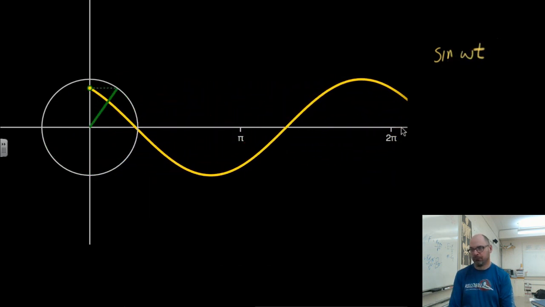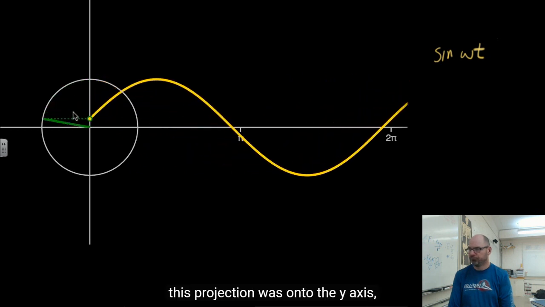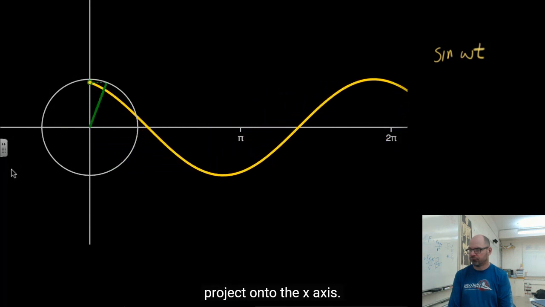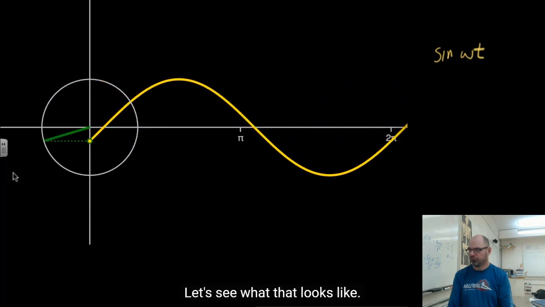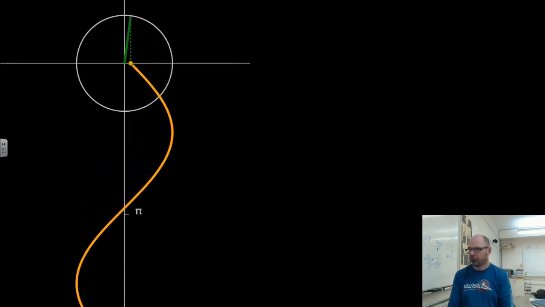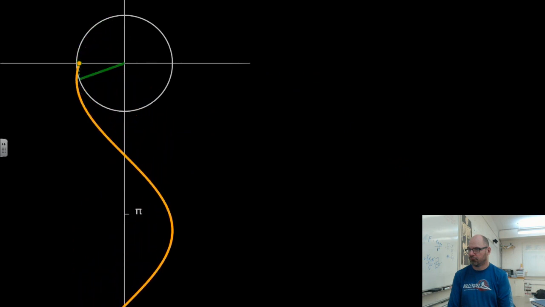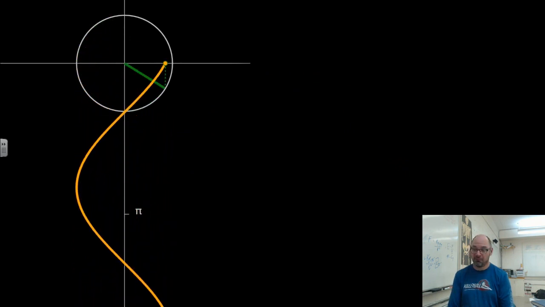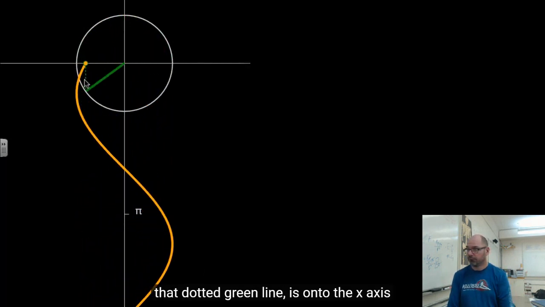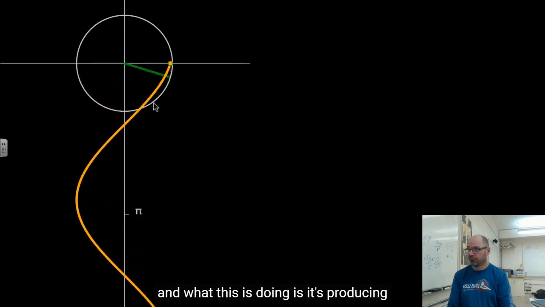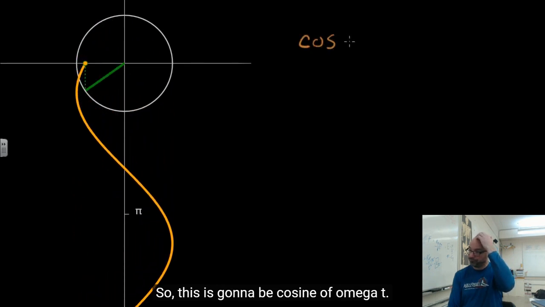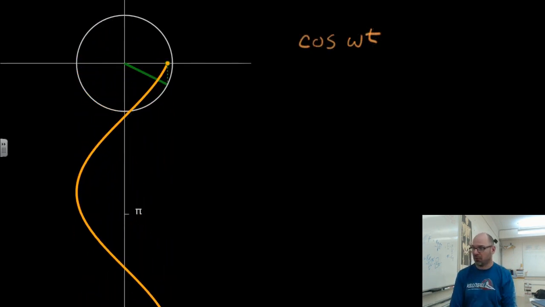We just use theta. Now, this projection was onto the y-axis, and I could do the same animation, but this time project onto the x-axis, and that'll produce for us a cosine wave. Let's see what that looks like. Similar thing. Now, in this case, you can see that the projection, that dotted green line, is onto the x-axis. And what this is doing is producing a cosine wave for us. So this is going to be cosine of omega t. We're going to use theta, but don't worry about the omega t.